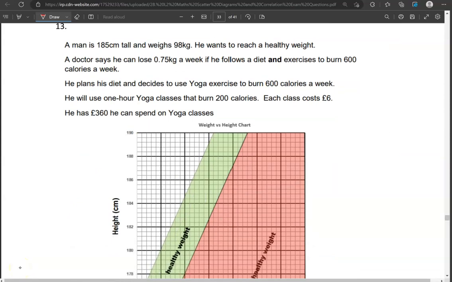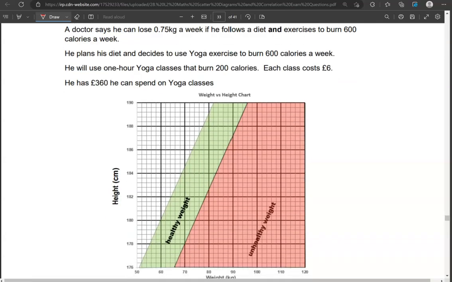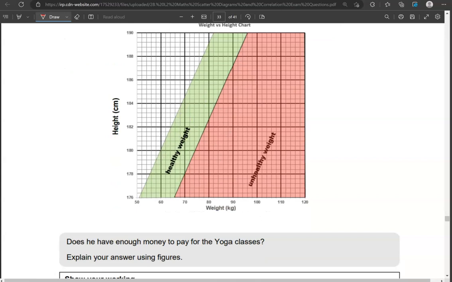A man is 185 centimeters tall and weighs 98 kilograms. He wants to reach a healthy weight. A doctor says he can lose 0.75 kilograms a week if he follows a diet and exercises to burn 600 calories a week. He plans his diet and decides to use yoga exercise to burn 600 calories a week. He will use 1-hour yoga classes that burn 200 calories. Each class costs £6. He has £360 he can spend on yoga classes. Does he have enough money to pay for the yoga classes? Explain your answer using figures.